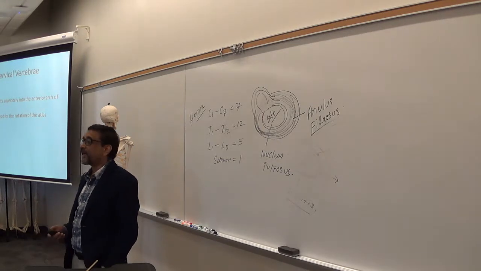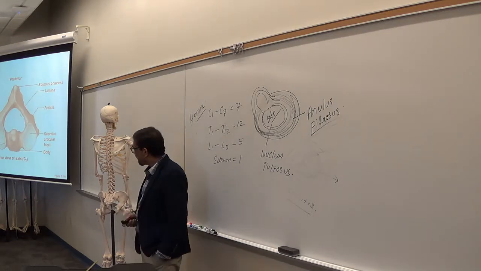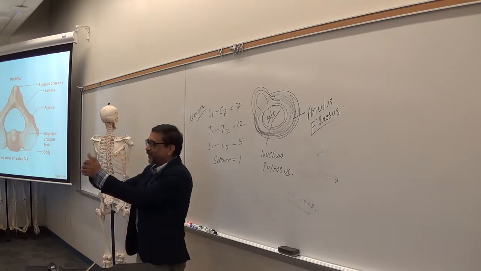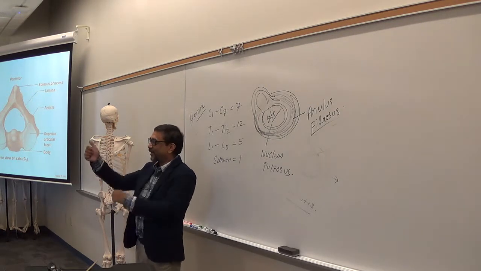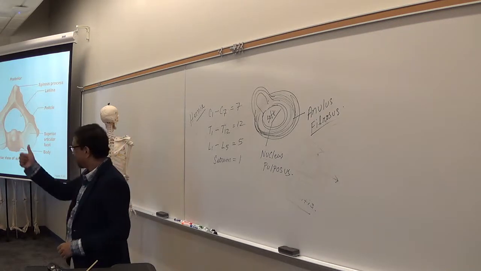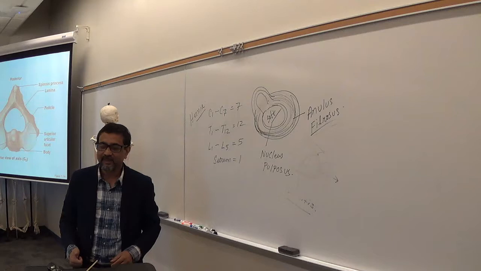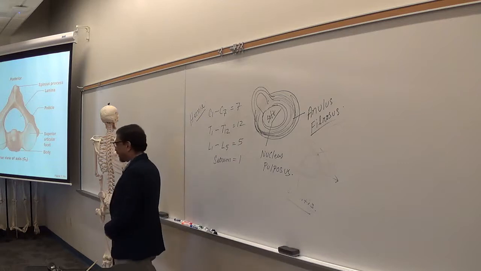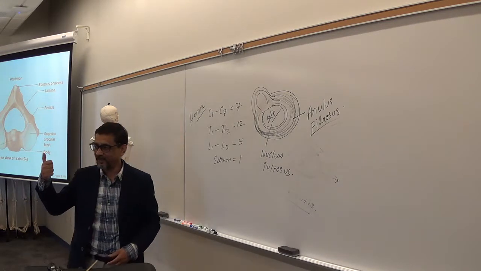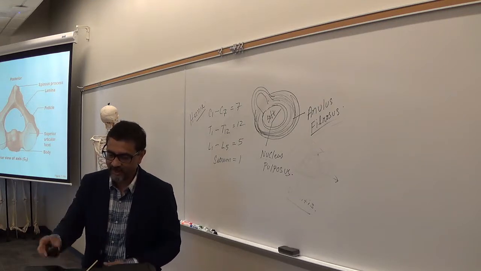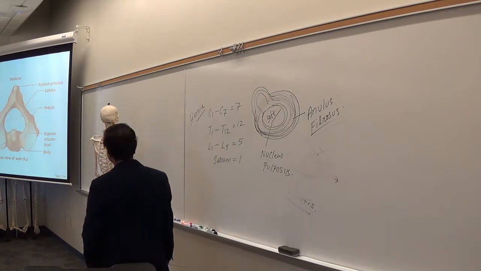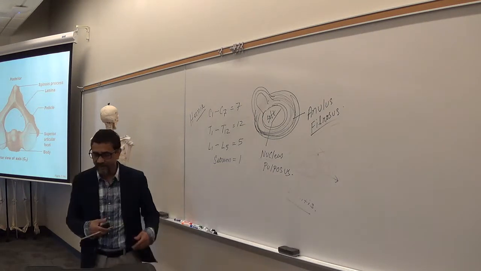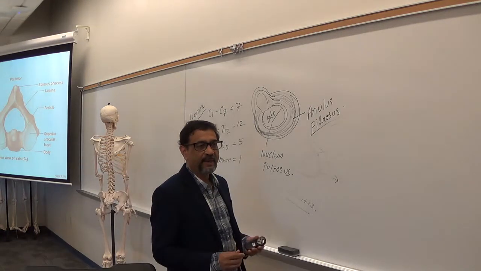C2 is also called axis. So look at this. This is an axis. Why is it different? Because you see this is the body, and from the body a finger-like structure sticks upwards. That is called dens or odontoid process. No other vertebra has that. So the dens is a structure like a finger that sticks upwards from the body. The dens, also called odontoid process, same thing. This is C2 or axis.